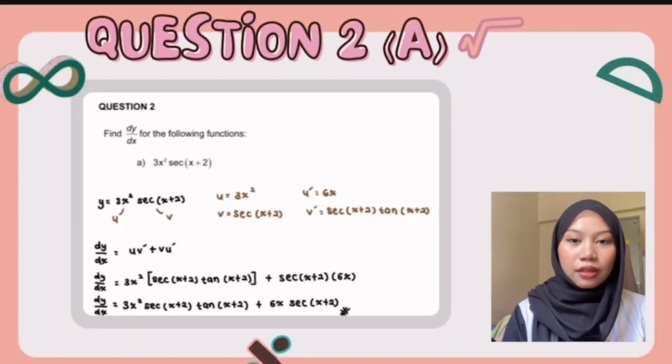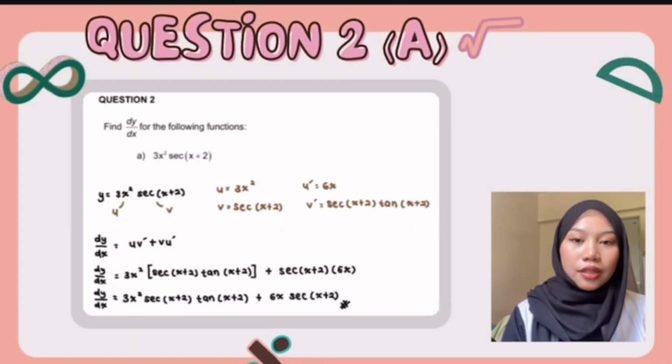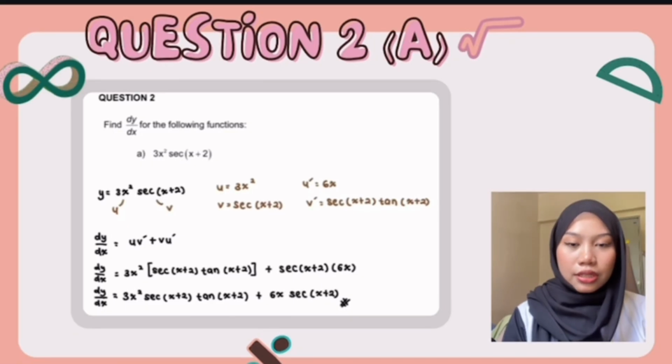Now, I will be presenting my solution for question 2a. The function given is y equals 3x squared secant (x plus 2). To begin, we can observe that this function is the product of two different functions: the first part is 3x squared and the second part is secant (x plus 2). Because of this, we need to apply the product rule in order to differentiate the function. The product rule states that dy over dx is equal to uv prime plus vu prime. In this case, u is 3x squared and v is secant (x plus 2).